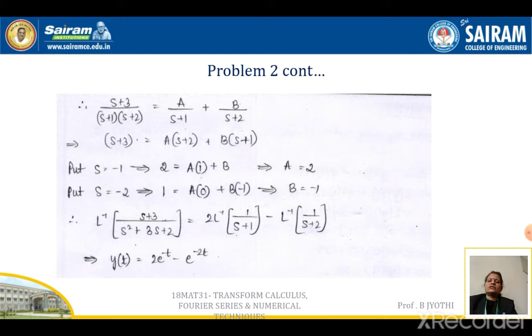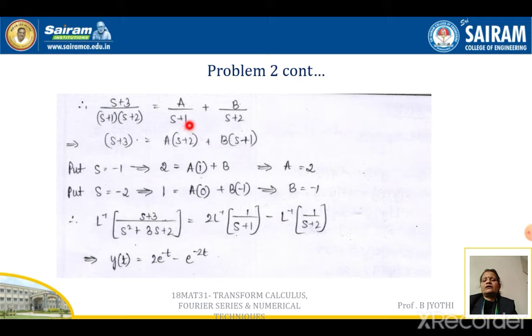So let us resolve them into partial fractions by taking (s plus 3) by (s plus 1)(s plus 2) as A by (s plus 1) plus B by (s plus 2). By taking suitable values of s, we get the values of A and B. First let us take s as minus 1, then we get A equals 2, and s as minus 2, we get B equals minus 1.